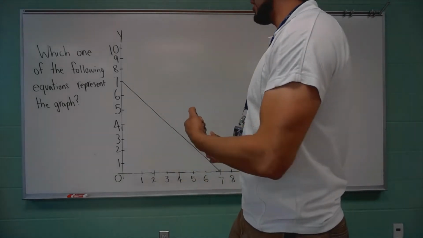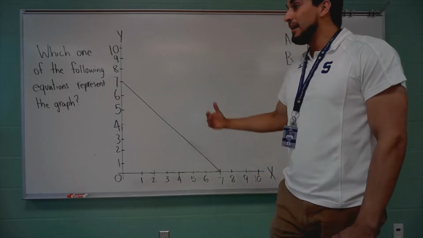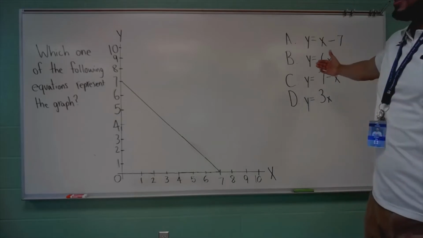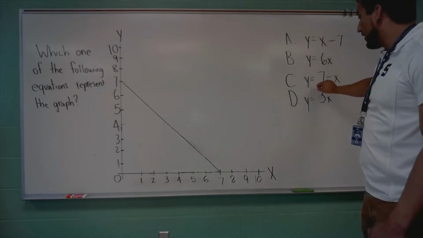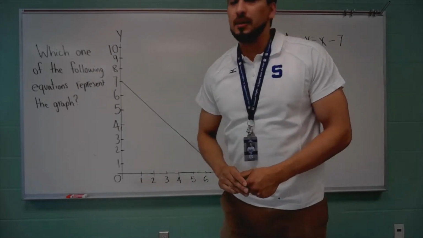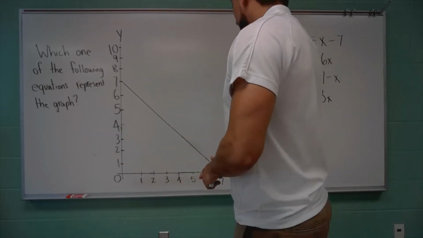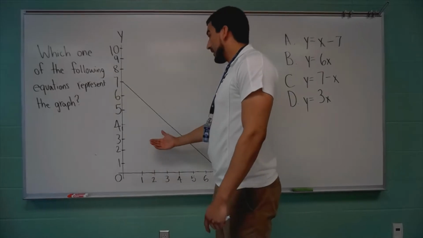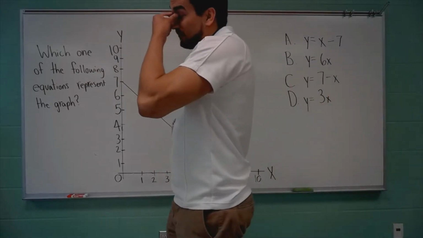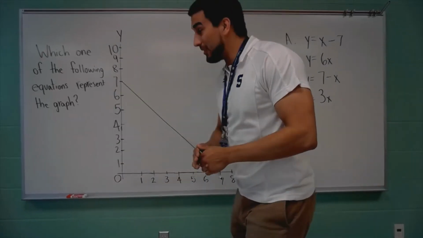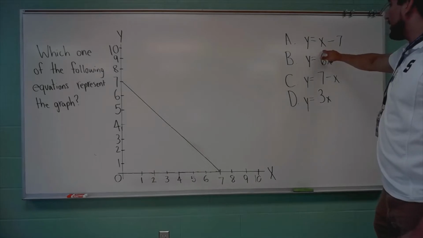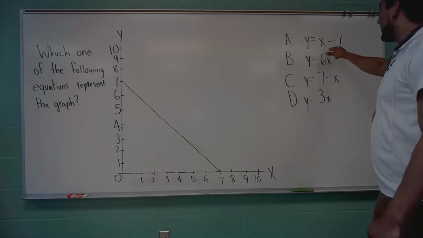Which one of the following equations represents the graph? I look at my graph, there's already a negative slope on there. We have our answer choices on the side, which are 4 different equations. One of these equations will represent this graph, okay? So what I'm going to do is figure out the x over here, plug it into my equation, and whatever it comes out to should equal the y.